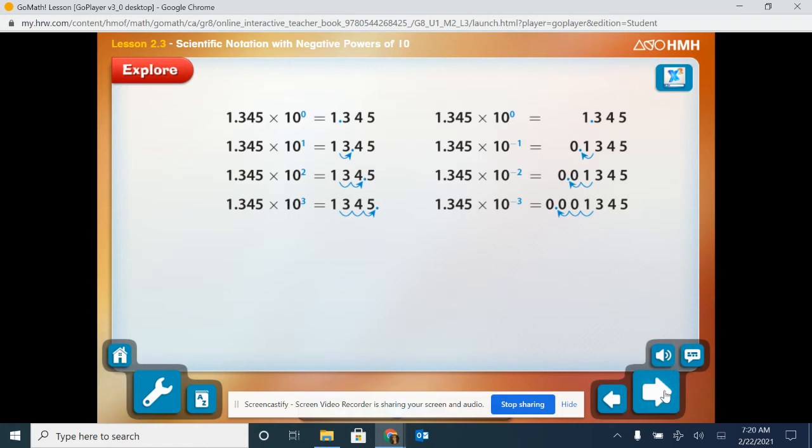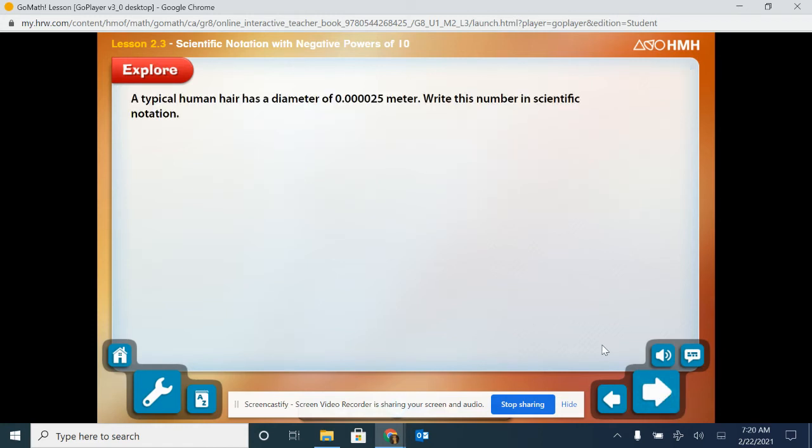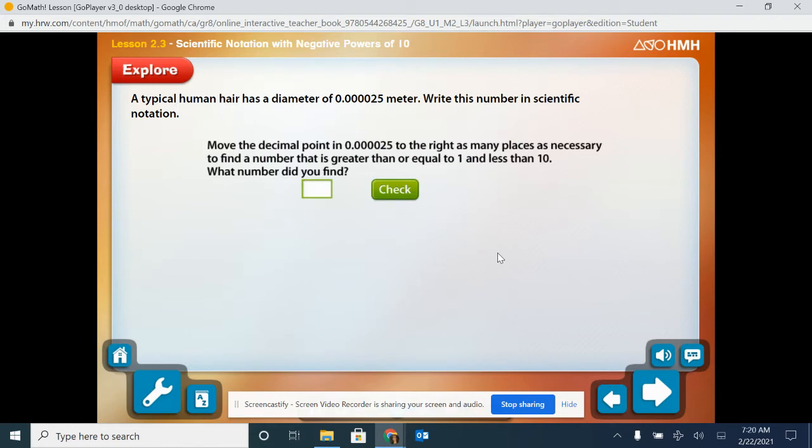Lots of patterns to see. A typical human hair has a diameter of 25 millionths of a meter. Write this number in scientific notation. Move the decimal point in 25 millionths to the right as many places as necessary to find a number that is greater than or equal to 1 and less than 10. What number did you find?